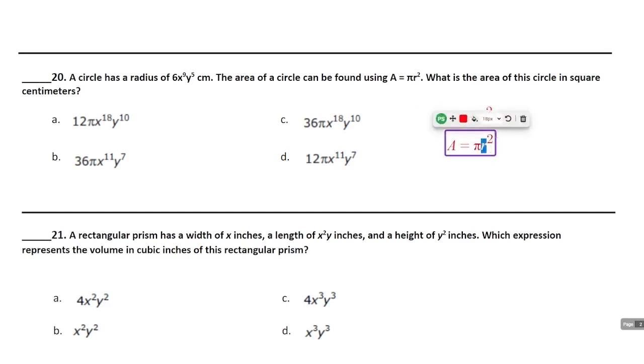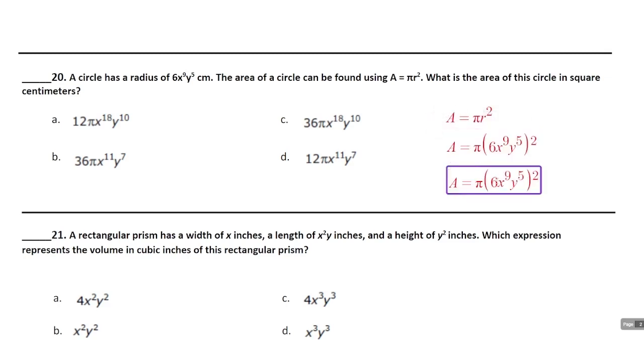So right here, 6 times x to the 9th times y to the 5th. When we square all that, we're going to square each factor individually. So 6 squared will be 36. X to the 9th squared will be x to the 18th, because we multiply powers when we raise a power to a power. And then we have times y to the 10th.